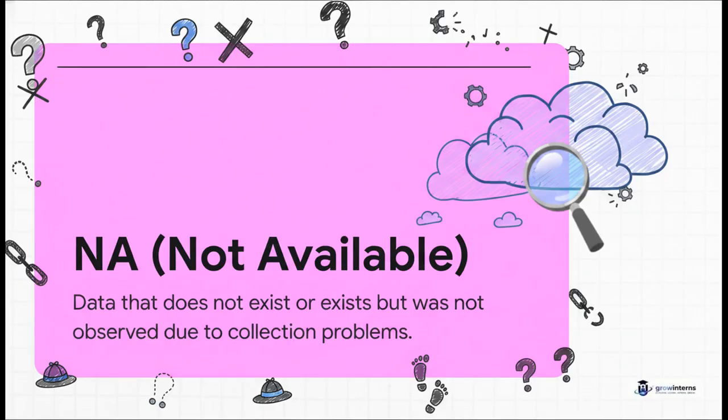Sometimes the data just straight up doesn't exist. Other times, it exists but wasn't observed, maybe due to some glitch in data collection. Understanding exactly why your data is missing is absolutely crucial. It's your very first step before you even think about writing a single line of code to fix it.